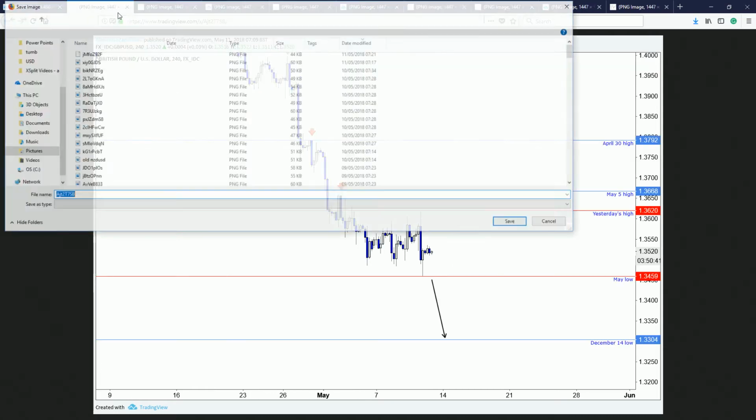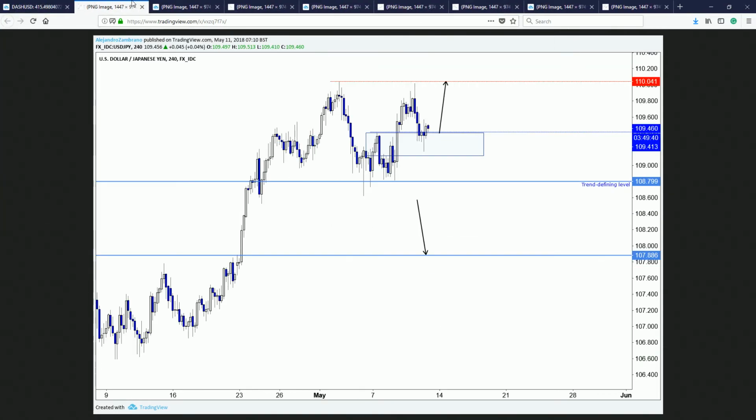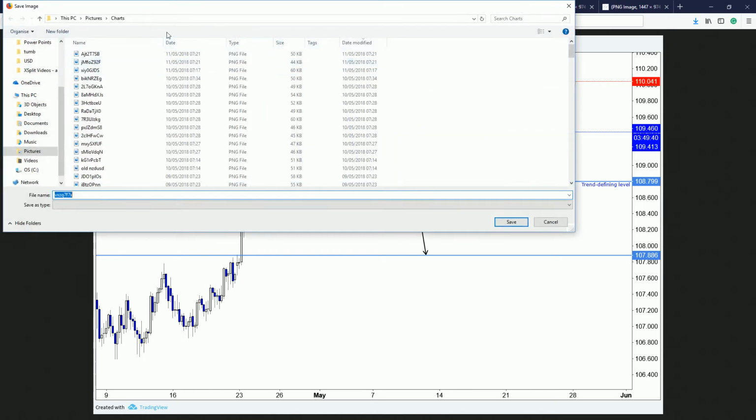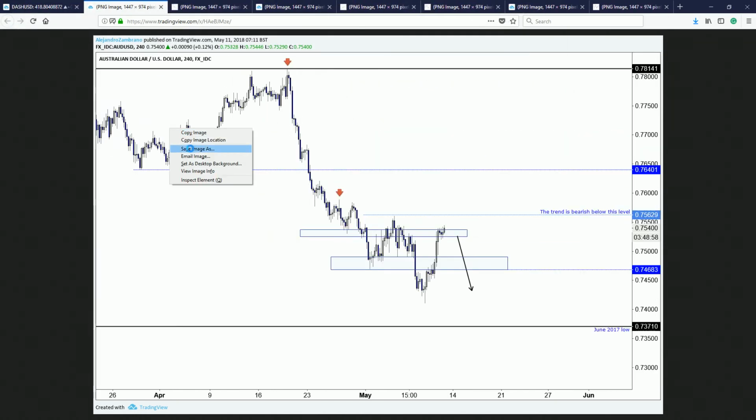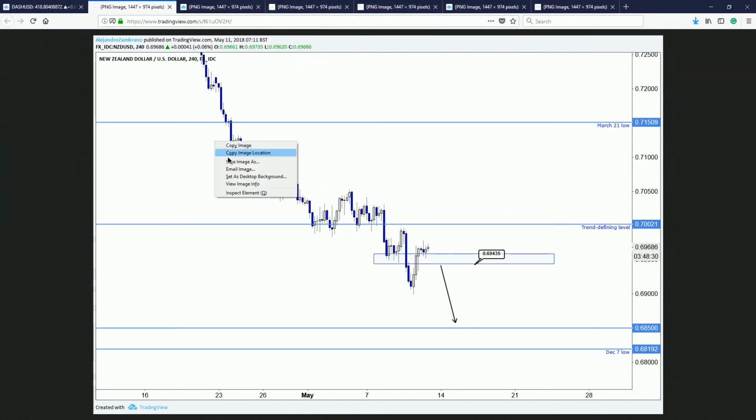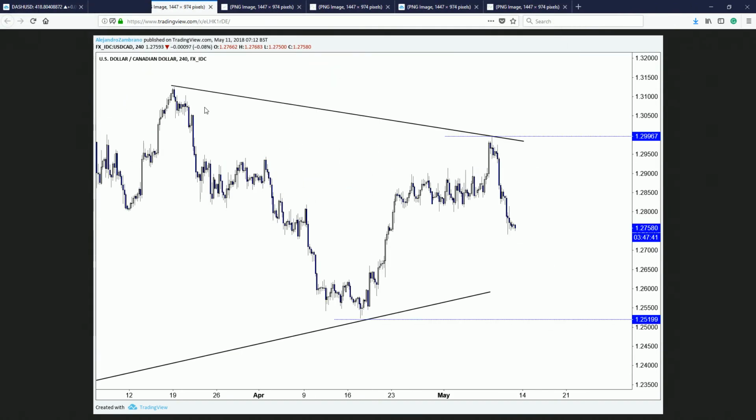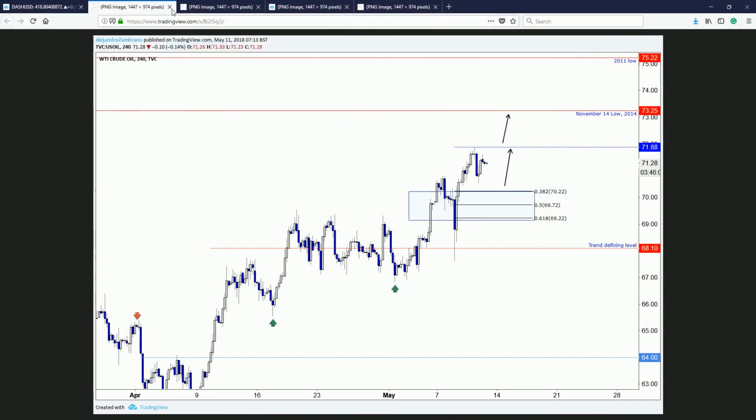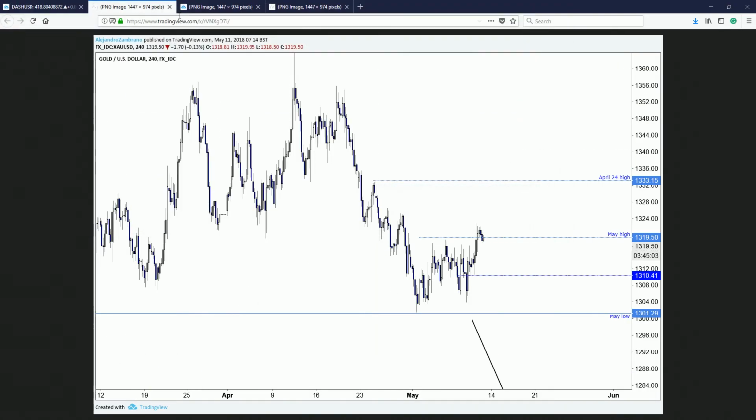And if my positions move lower and they trade above the trend defining level, I'm going to book profits, sorry, book losses, and I'm just going to be waiting for another time to get involved.